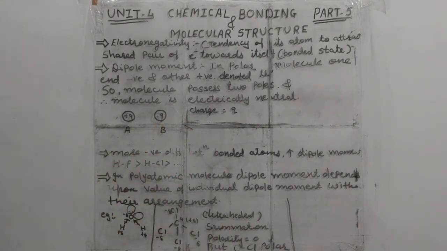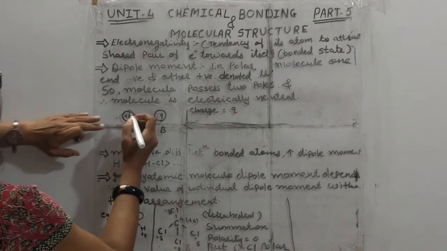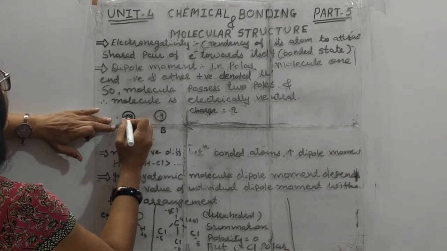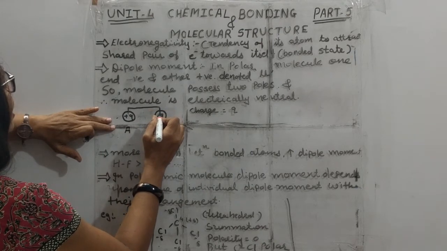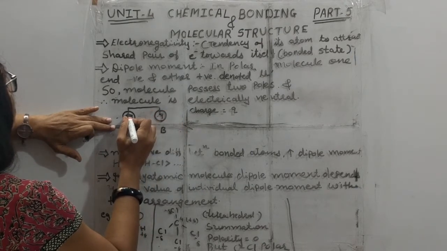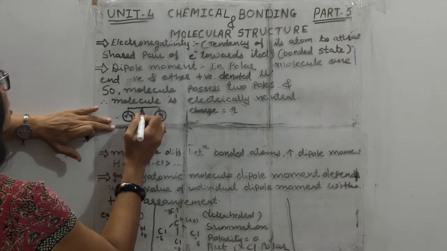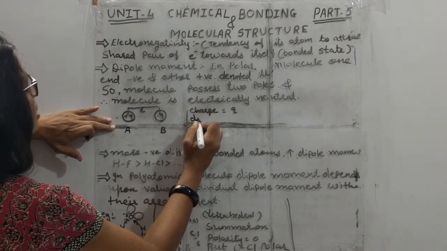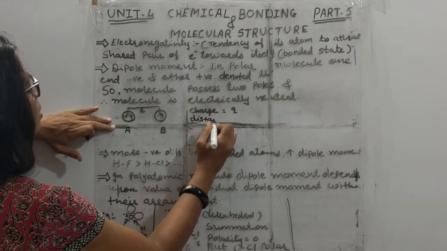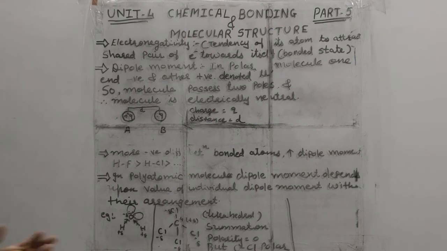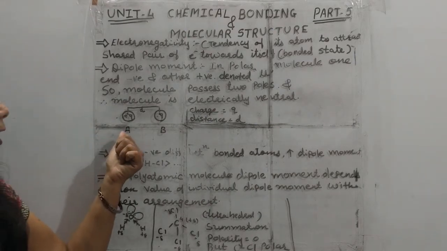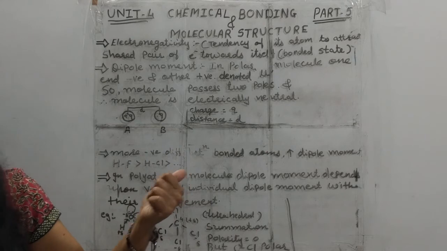Now the distance between these two atoms which took part in the formation of the molecule is known as D, and it will be considered from the center of the A atom to the center of the B atom. So this is the distance D. Here we have denoted distance as D. So distance D, charge Q, and A and B are the different atoms.